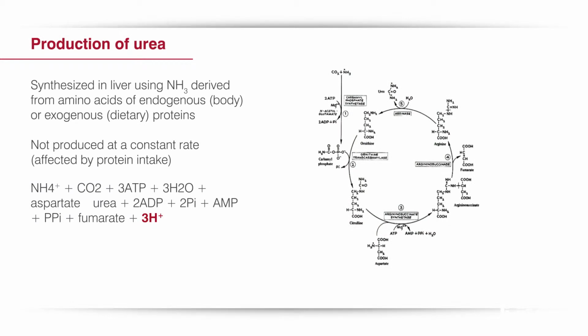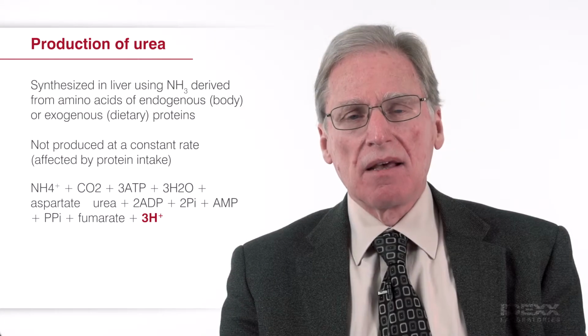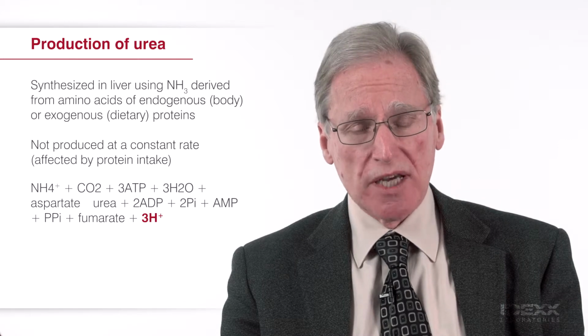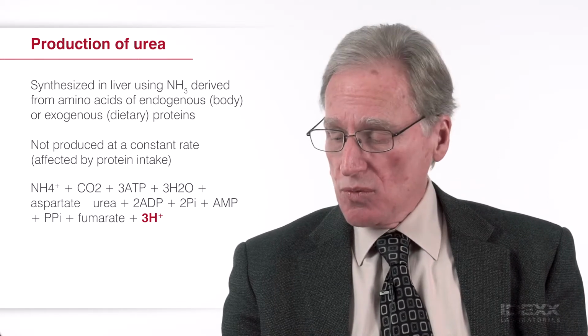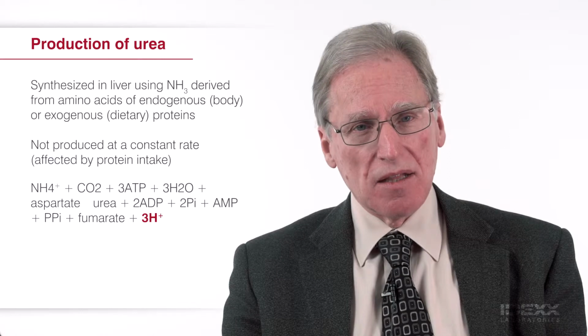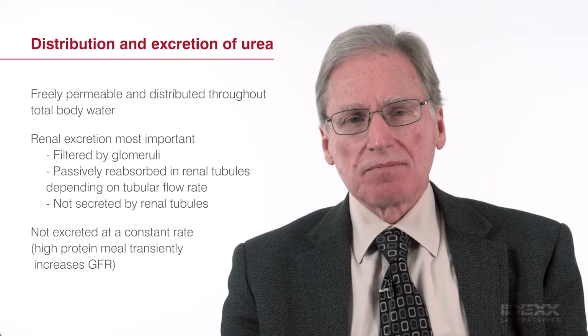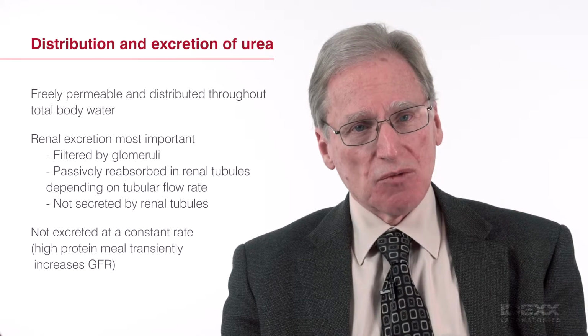Urea is synthesized in the liver from proteins, whether they be endogenous proteins in the body or exogenous proteins that come in through the diet. That is the source of the nitrogen for the synthesis of urea in the liver. Urea is not produced at a constant rate in the body because of this relationship with feeding. So although urea is widely distributed throughout total body water, it is not produced at a constant rate.